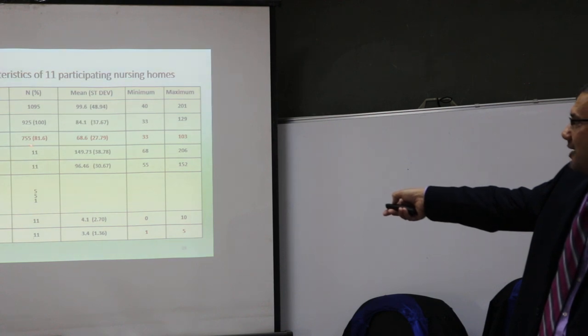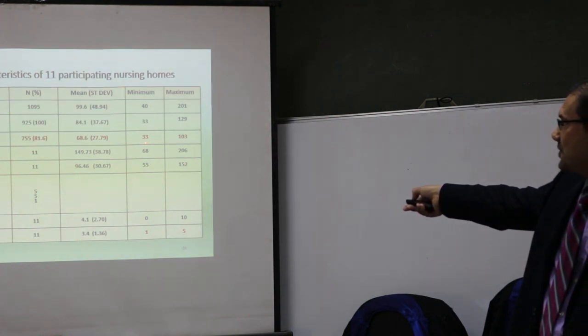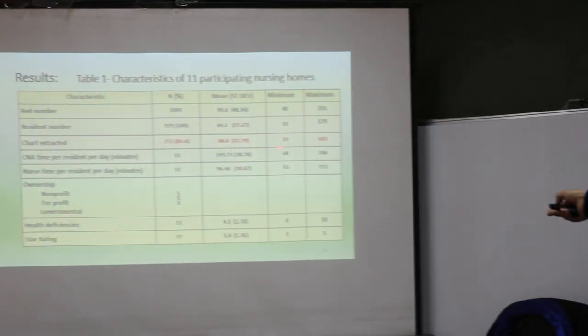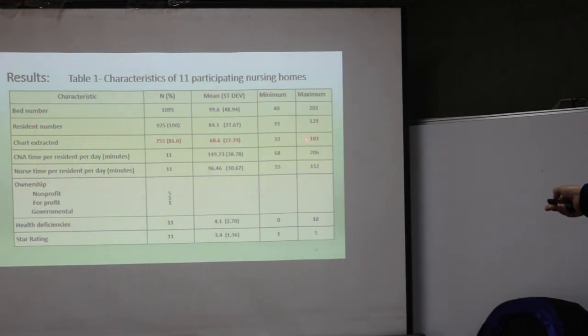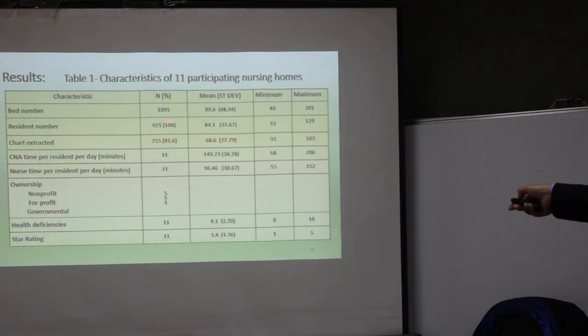So the number of charts, I reviewed 755. The age of those residents started, now this is the number of charts, 33103. So the residents number, this is the hypothetical number, this is the real number. CNS time per residence is from 1 hour to 3 hours.